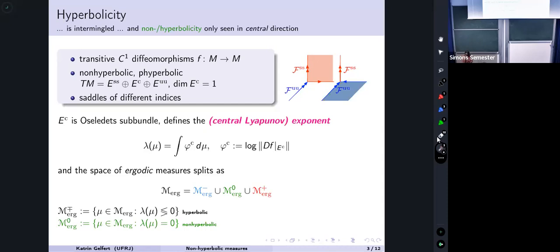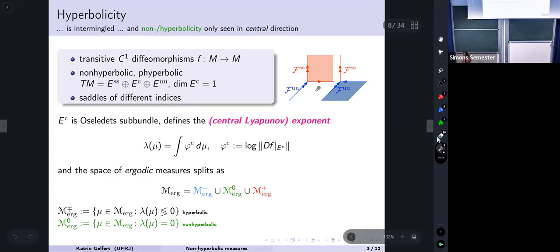So we assume that there is always a splitting into three bundles: one stable, one unstable, and the middle is a central bundle. And we assume that this is one dimensional. And that this dynamics is not trivially splitting into components which are distinct. So we always consider topologically transitive dynamics. And moreover, we want to focus on systems which a priori have saddles, that means periodic hyperbolic points of different type of indices.